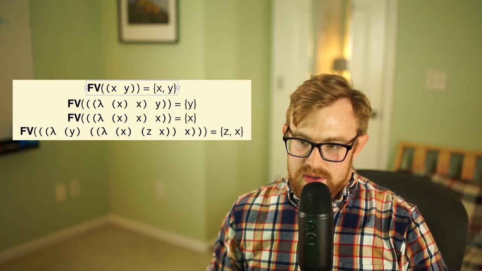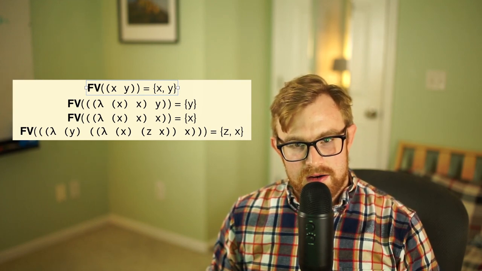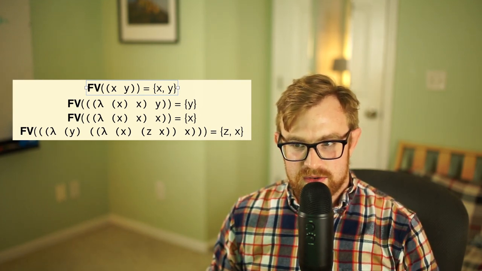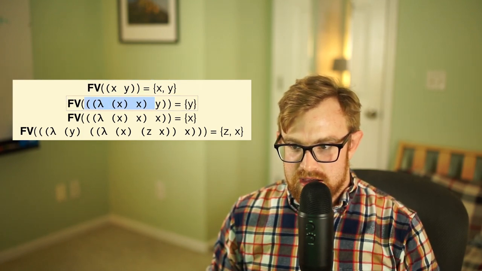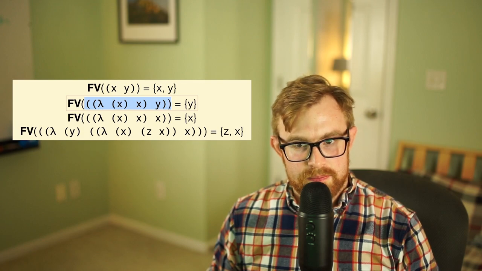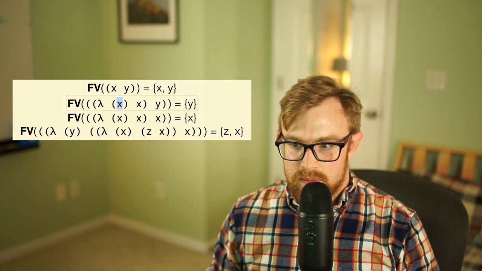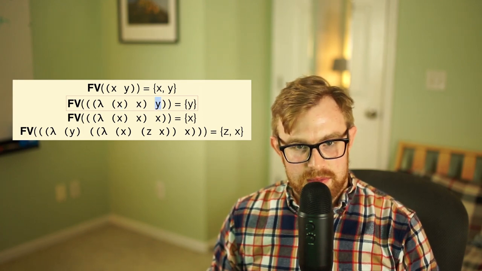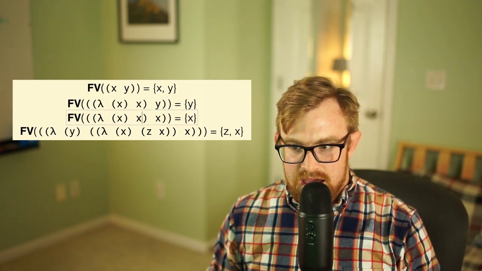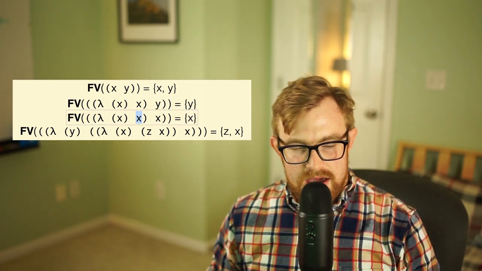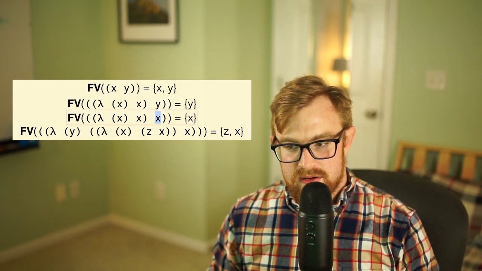All right, so for the free variables of the application x y, both x and y are free. There's no binder for either x or y in this expression. What about this expression right here? So we've got lambda x. x and then y. So this x right here has this binder right here, but then y is free. There's no lambda that's binding it. What about lambda x. x and then x? Well, this x is bound by this binder right here, but this x right here is not.